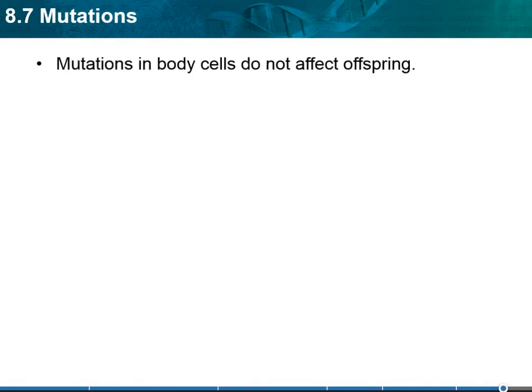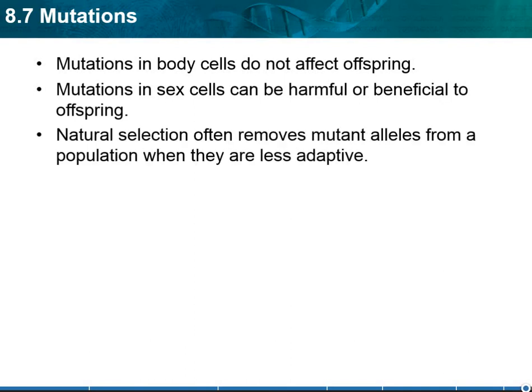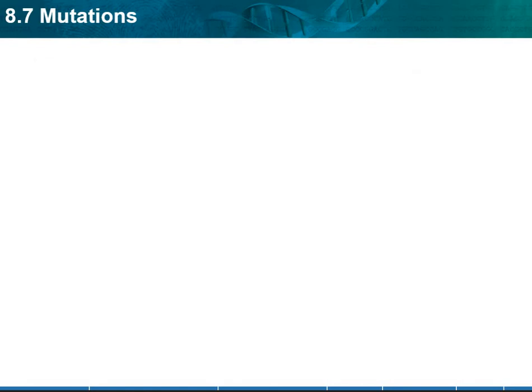So mutations in body cells don't affect the offspring. A mutation in your sex cell can be harmful or beneficial to your offspring. Natural selection often removes mutant alleles from a population when they're less adaptive. So that means that they're not very good for the population.